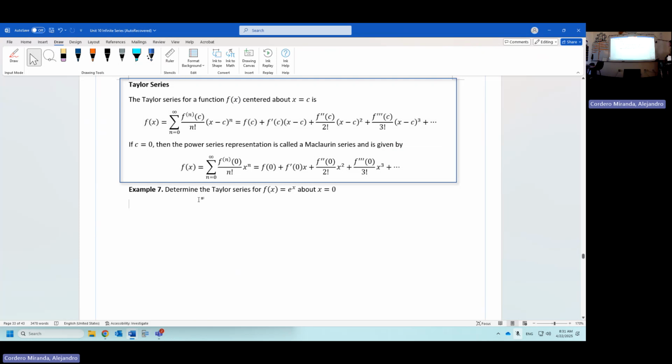The next few pages just return to Taylor series, which is exactly what we've been talking about for the past few lessons. Taylor series are the ones that look like this, where you match the function value, the first derivative times x, the second derivative times x squared, the third derivative times x cubed, etc. We talked a lot about these already. So it says determine the Taylor series for e to the x about x equals 0. Okay, we know how to do this.